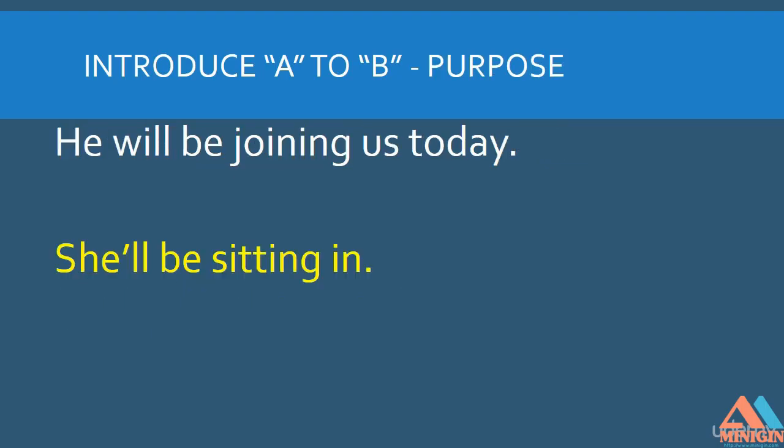After you've introduced the two people using their names and their division, then you should let them know why you're making the introduction. What is the purpose of the introduction? He will be joining us today. That means he will stay at our meeting. He will be here with us together at our meeting. Or she'll be sitting in. She's going to stay for some time and then she'll leave. She'll be sitting in means she will be here with us. Both of these expressions have the same meaning, but the expression, she'll be sitting in, is less formal.